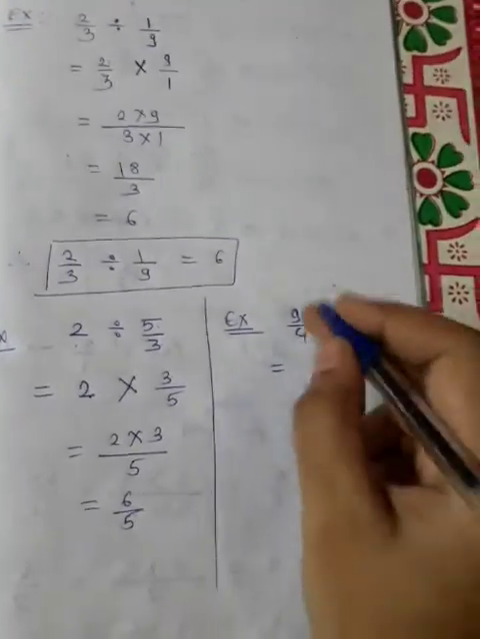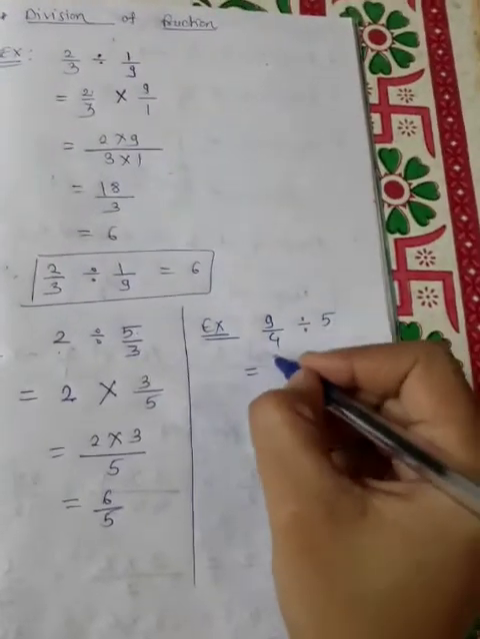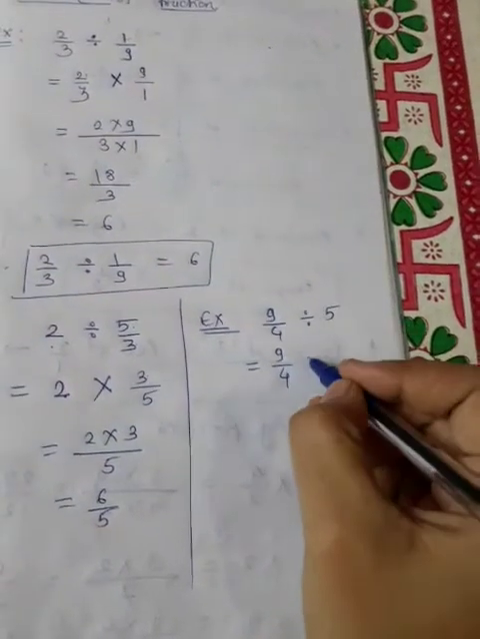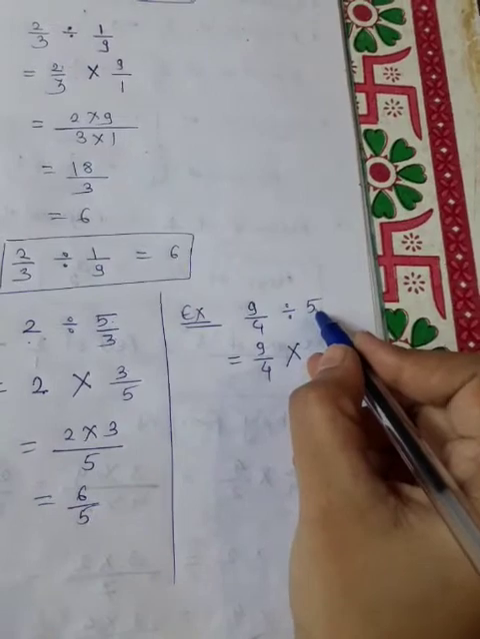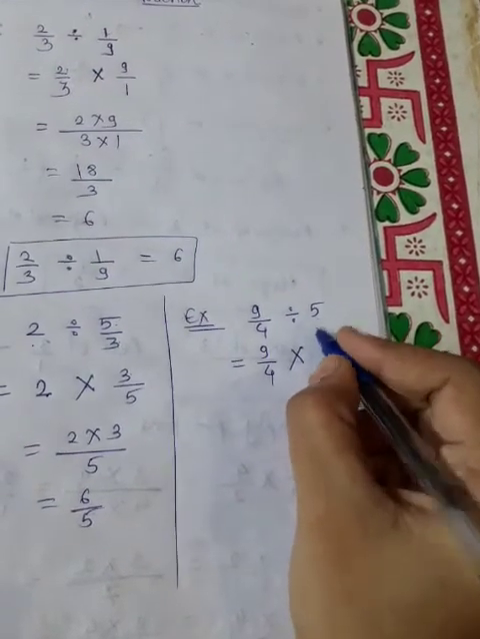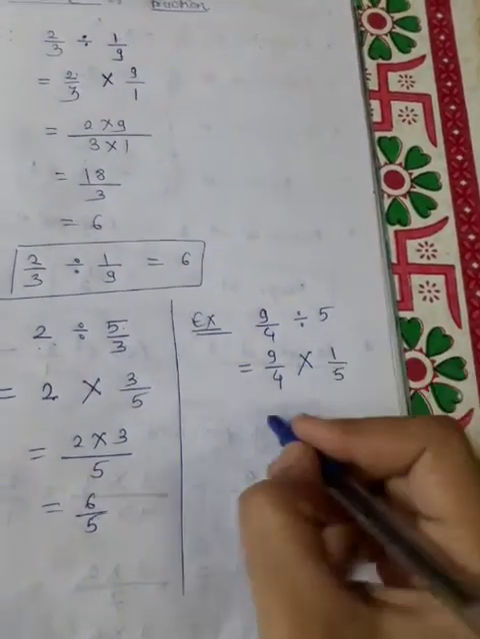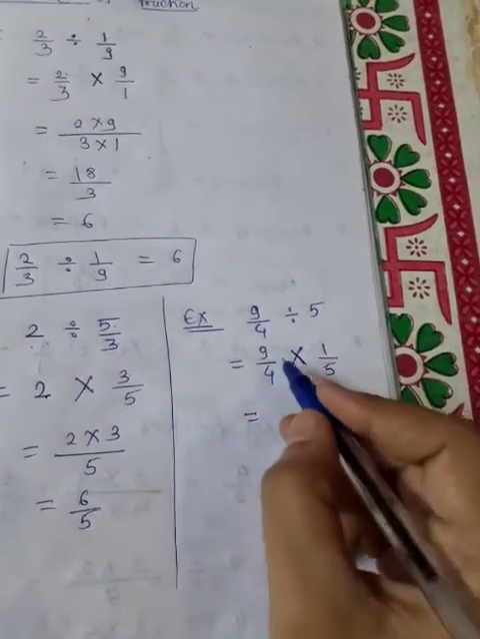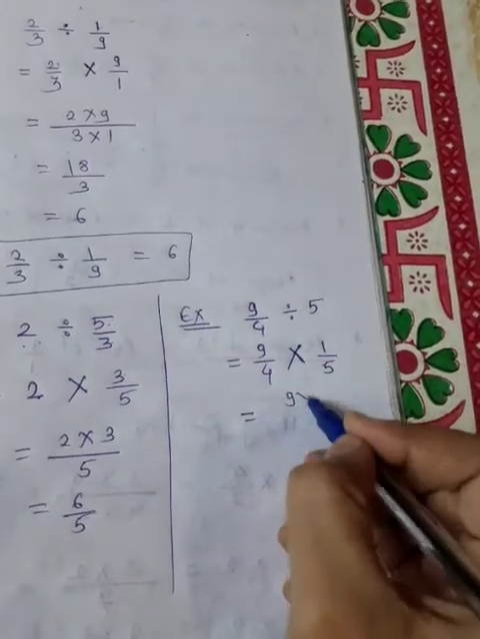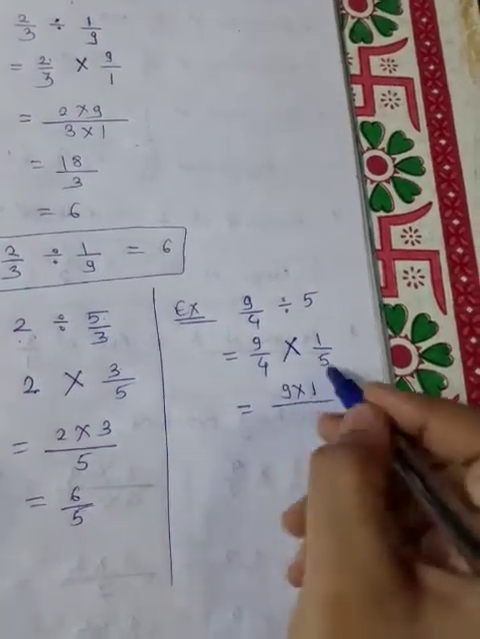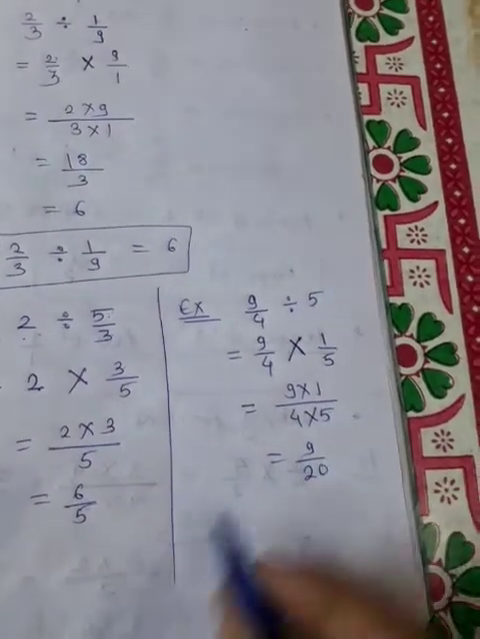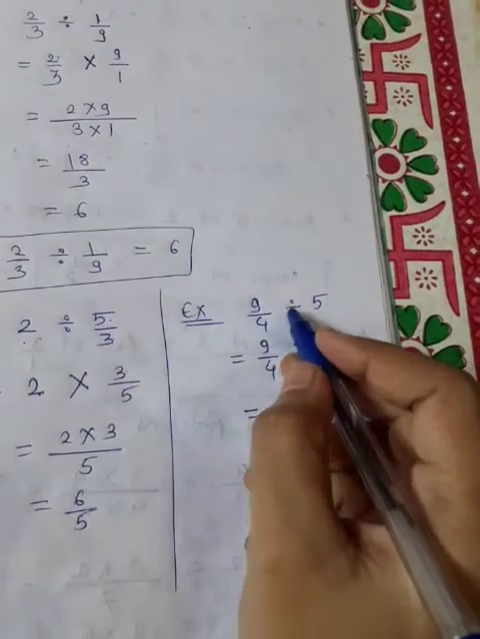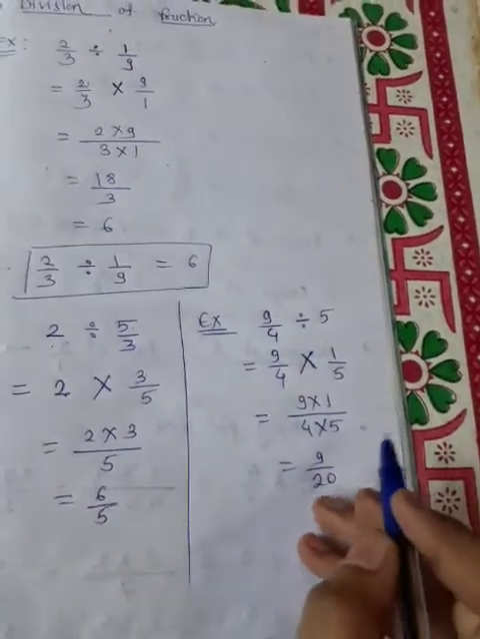Now see, 9 by 4 divided by 5. So write the first number as it is, change the division sign to multiplication, and write the reciprocal of the next. The reciprocal of 5 is nothing but 1 by 5. Now you know how to do multiplication. 9 multiplied by 1 upon 4 multiplied by 5. So we get 9 upon 20. So the division of 9 by 4 by 5 is nothing but 9 by 20.